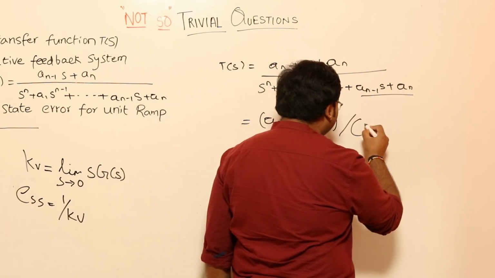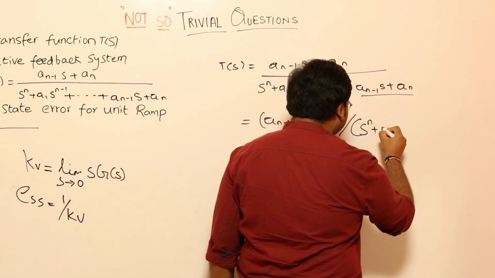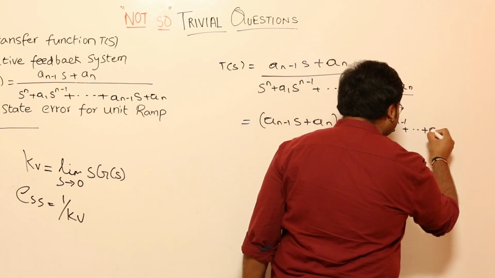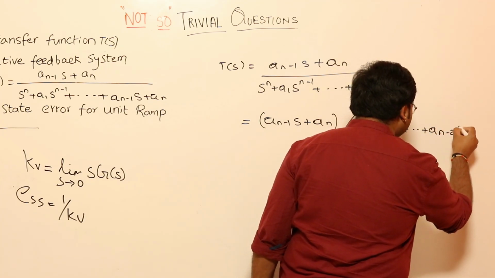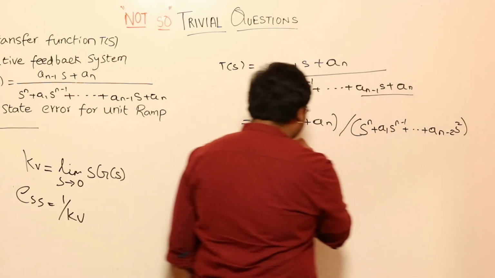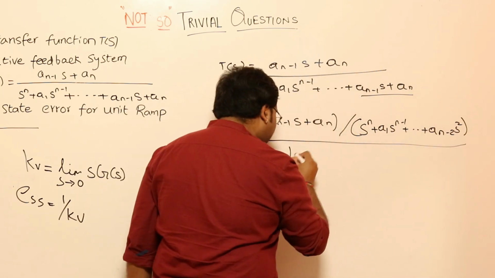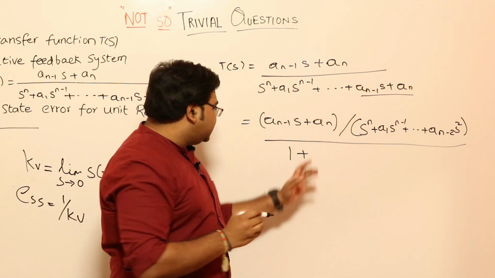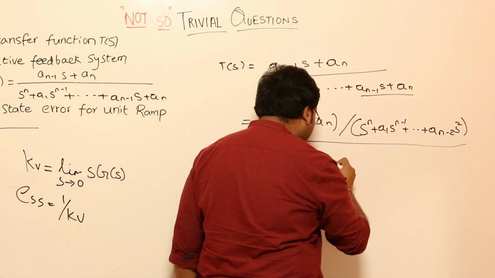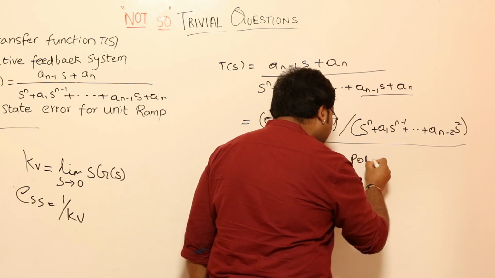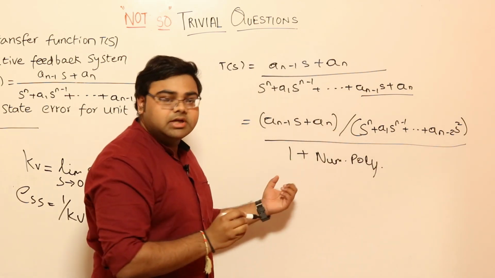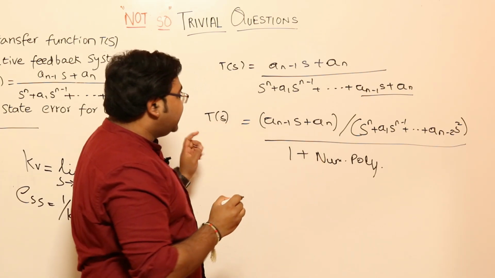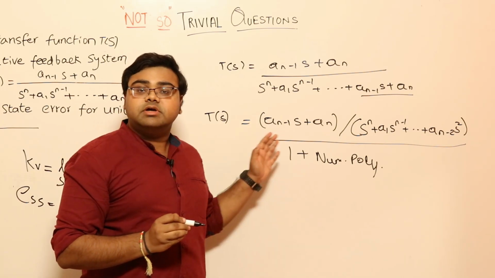Let me write that. What am I having? s^n plus a_1 s^(n-1) plus so on, up to a_(n-2) s squared, whole thing divided by 1 plus, because this is the same thing that is repeated here, the numerator polynomial. The same thing is repeated. Now this is nothing but my G. Because this is my G, what I have to do is take limit s tending to 0 of s into G.